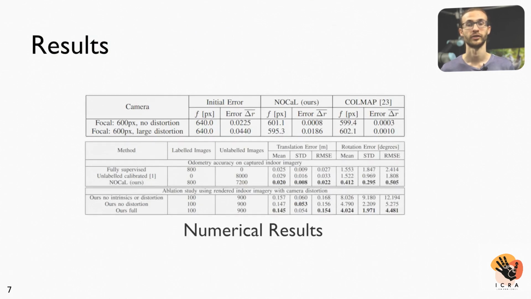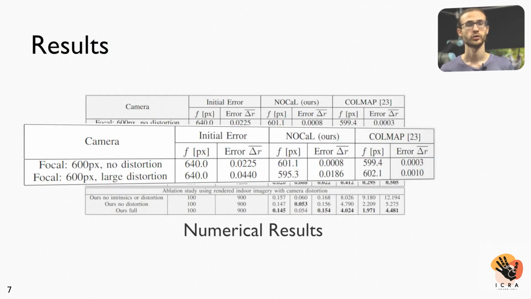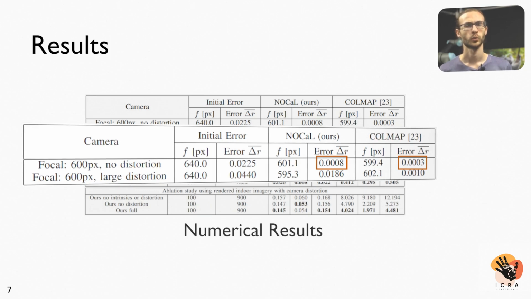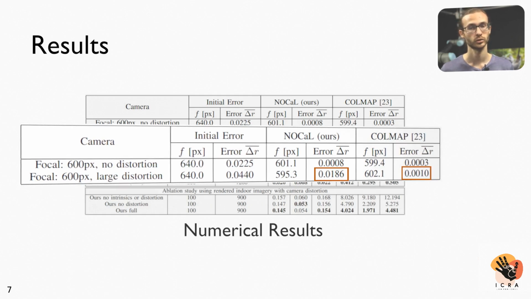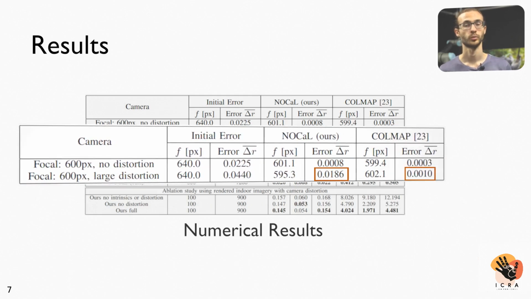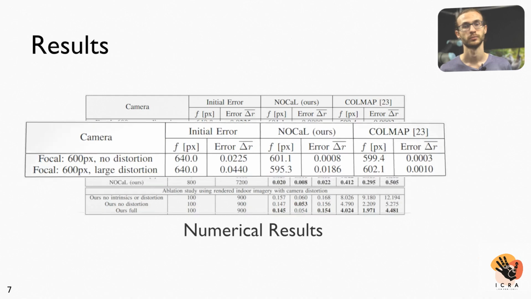NOCaL is able to recover accurate camera intrinsics close to the ground truth values and those attained by traditional methods. We note that while our method is able to significantly reduce the error in the case of large distortion, the featured camera model used by Colmap does provide a better approximation.